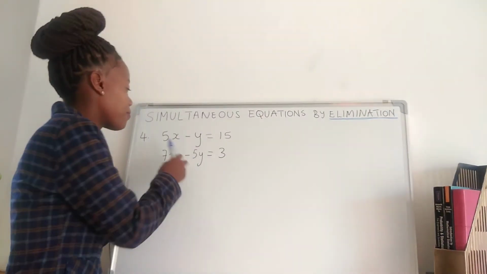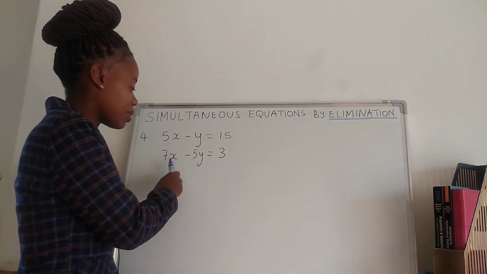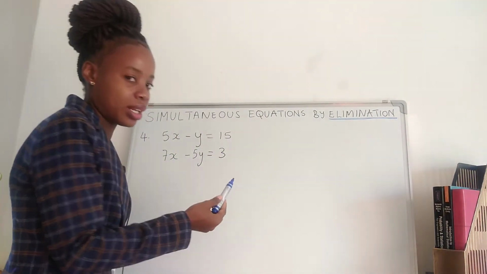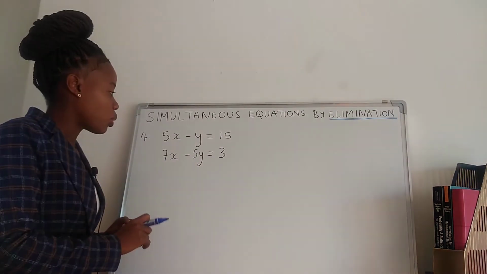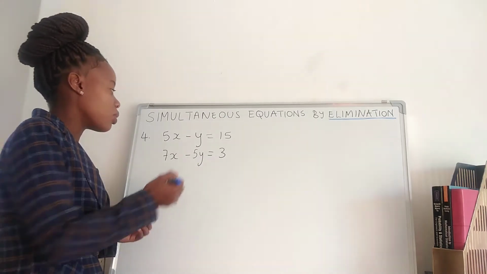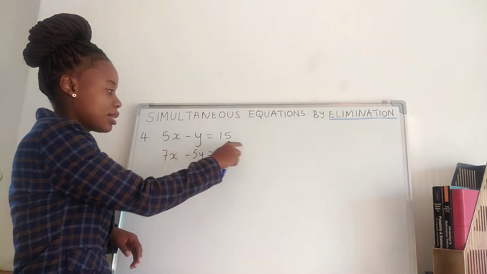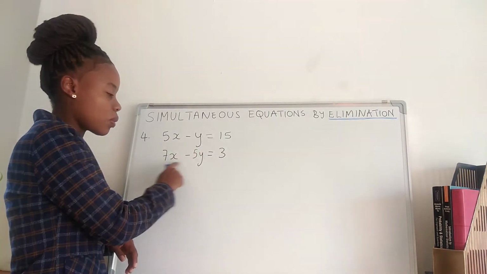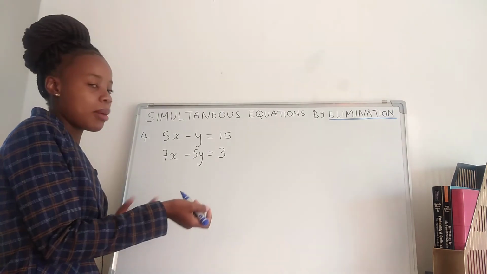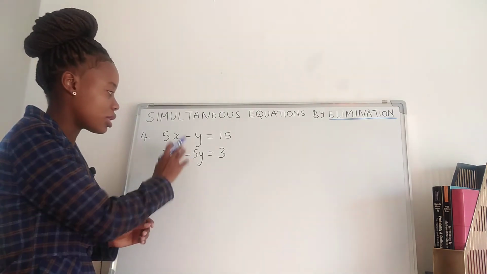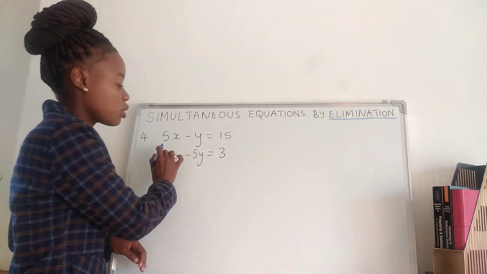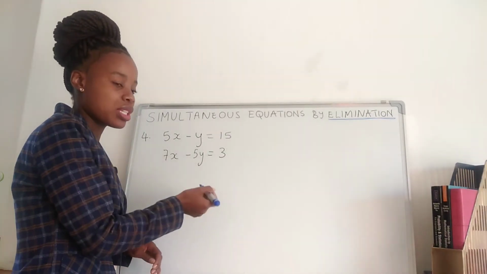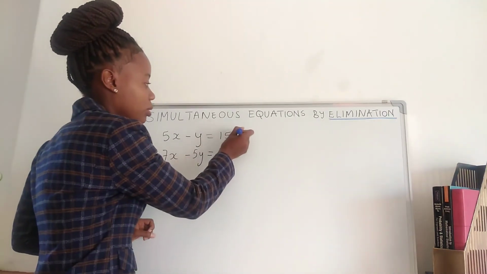Number 4, we have 5x minus y equals 15 and 7x minus 5y equals 3. We're using elimination method, okay? So if you want to eliminate x, you're going to multiply the first one by 7 and the second one by 5, right? But I want to eliminate y because here it looks like it's easier to eliminate y, okay? So I'm just going to multiply the first equation just by 5, okay?